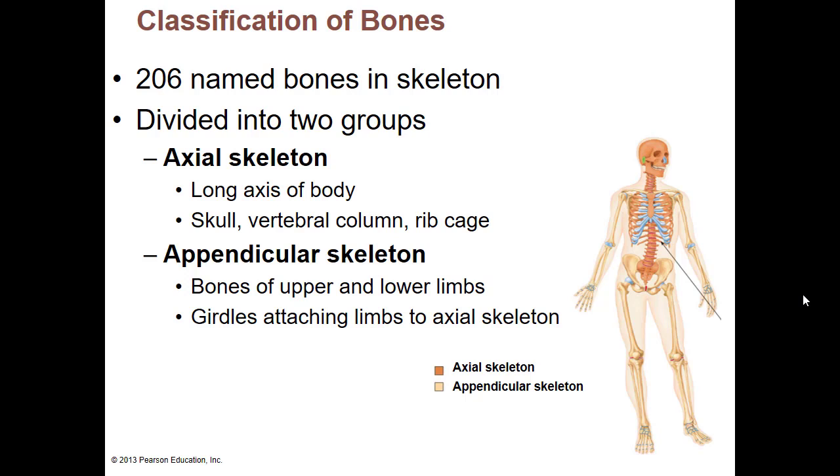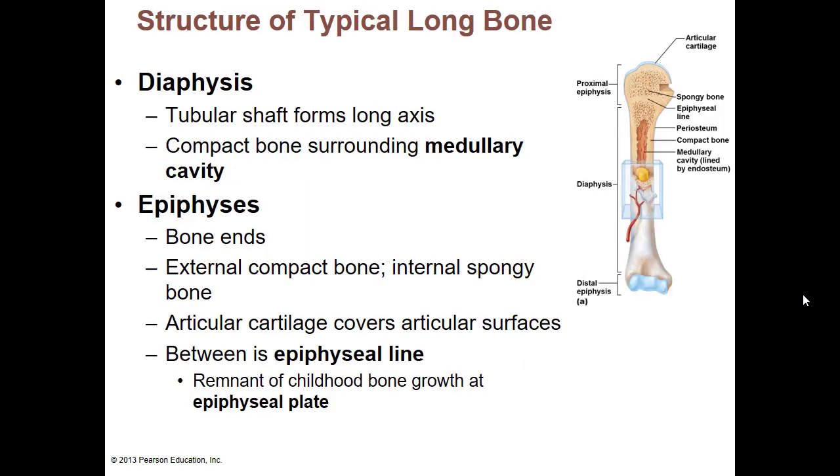And they're divided into 2 groups. The axial skeleton, bones going right down the middle of the body. And the appendicular skeleton, which we tackle next week in lab. That's the bones of the arms and the legs and the bones that help attach the arms and legs to the axial skeleton.